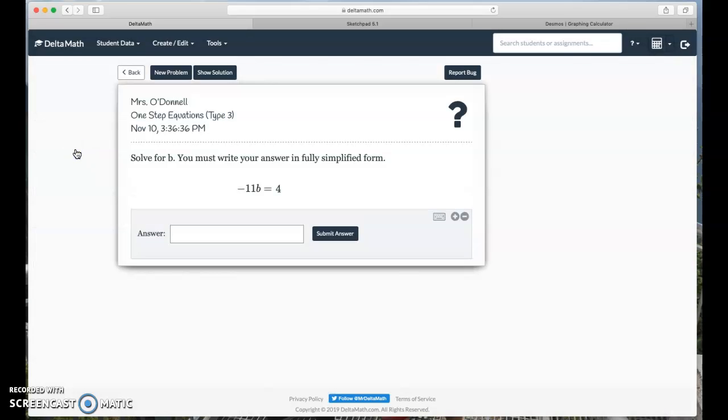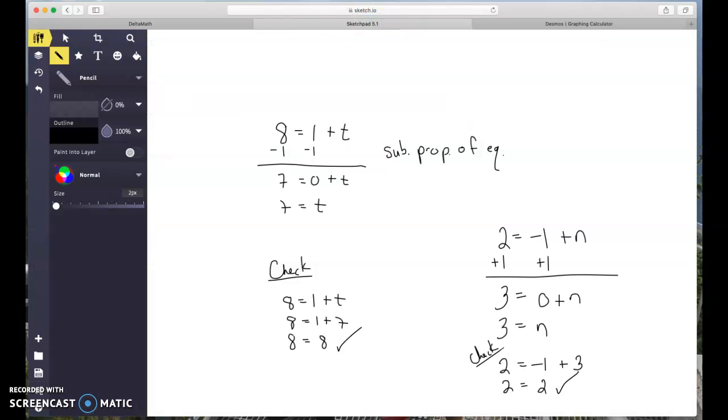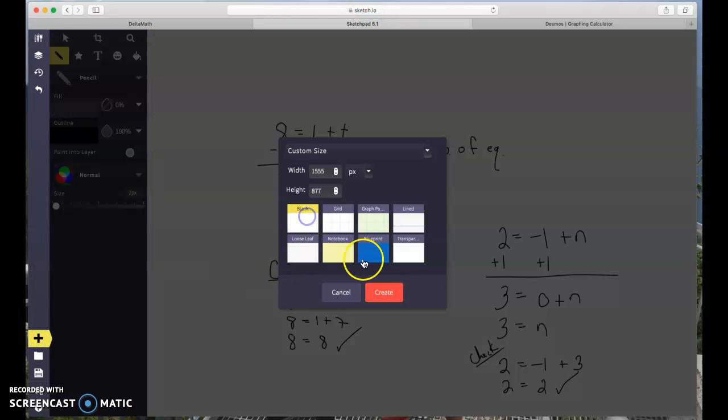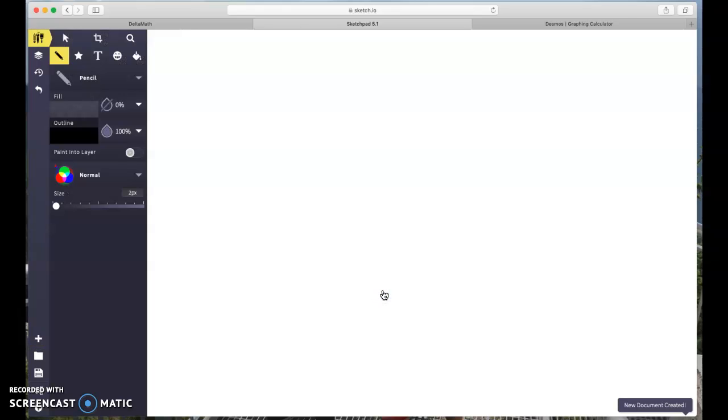All right, so let's take a look at one-step equations type 3. It says solve for b, you must write your answer in fully simplified form. So again, some of these might be intuitive, some of them might not be as intuitive. And so we've got negative 11b equals 4. All right, so let's grab a new scratch pad, and we're gonna write out negative 11b equals 4.